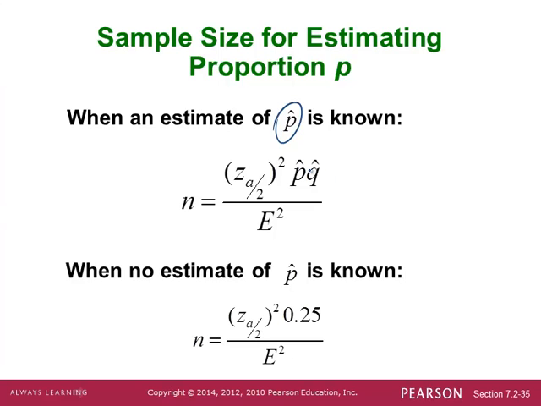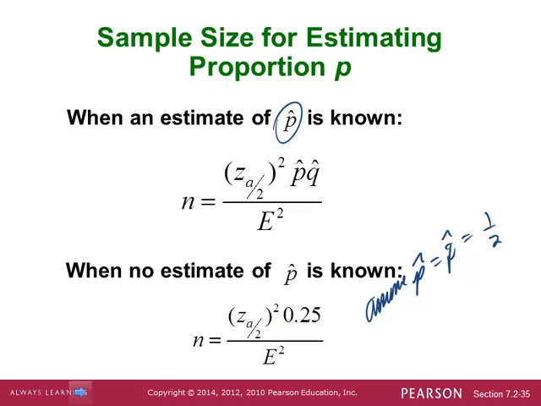Remember, p hat and q hat add up to 1, because q hat is 1 minus p hat. P hat is 1 minus q hat. But if we really don't have much of a way of knowing what q hat and p hat are, then just assume that p hat and q hat are both equal to 1/2. So that p hat times q hat is 1/4, or 0.25.